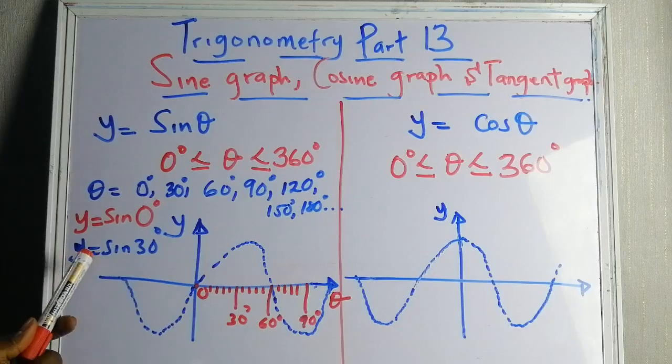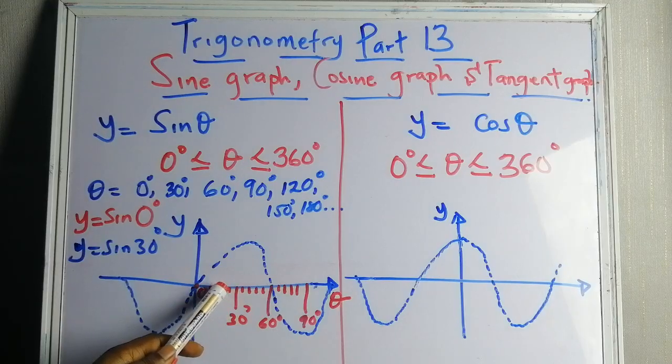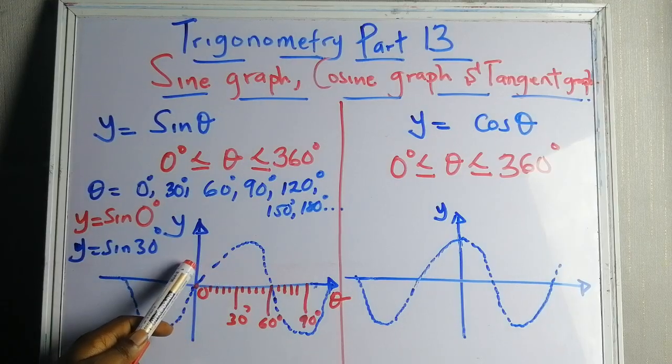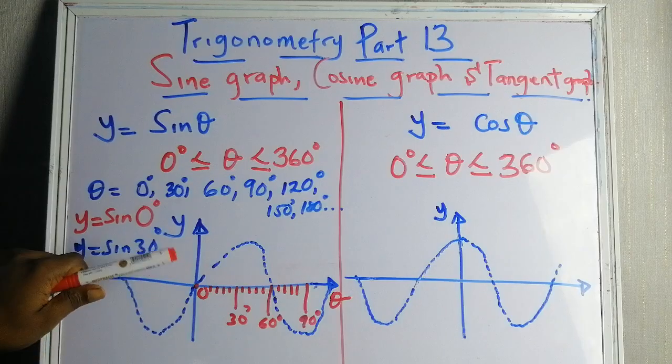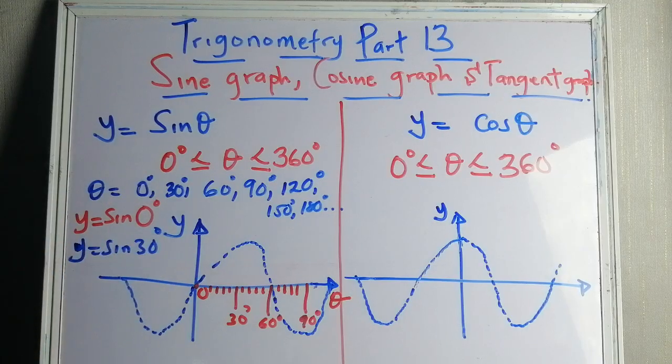So what is the value of y? Sine 30 is what? Half, if I'm not mistaken. So sine 30 is half. All you just need to do is go and trace half here. You go and trace where half is here. So this one too, you also follow 5 lines or 10 lines. It depends on how you want it.